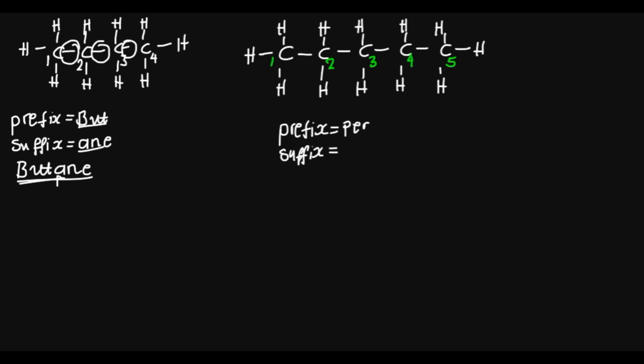We said it's pent. Then from the suffix, we need to look at the type of bonds between carbons. So here it's a single, also here single. So we are dealing with a compound with single bonds between all carbon atoms. So here we are going to have ANE. So our name will be pentane. So this is how you can name a compound from alkanes.